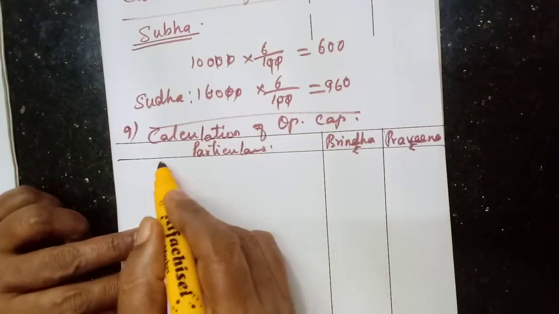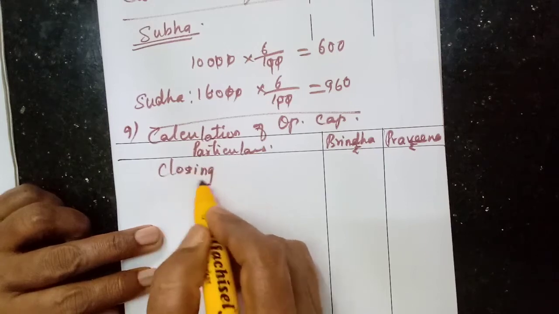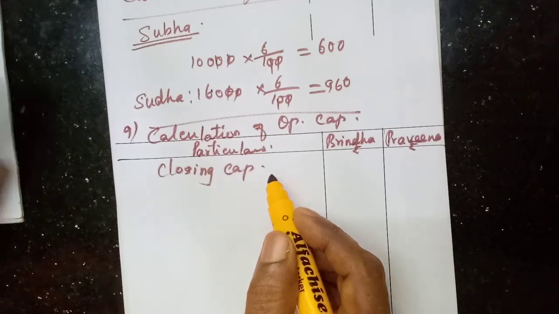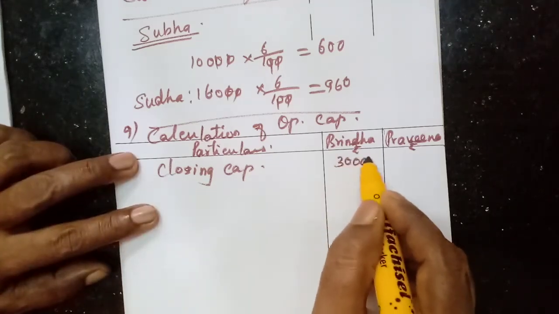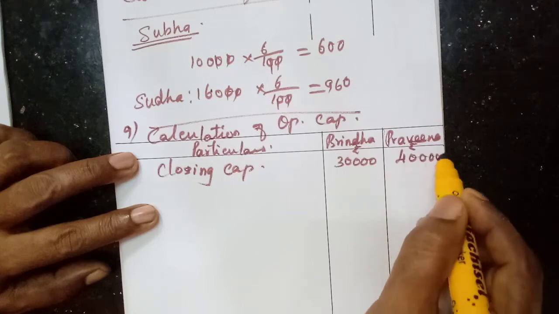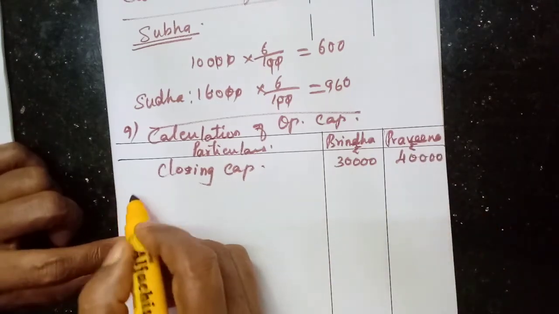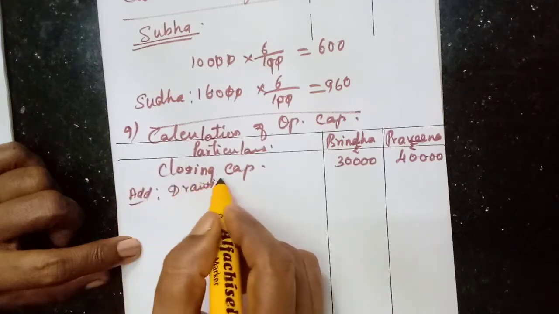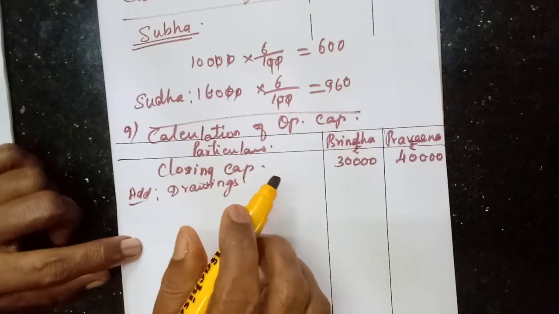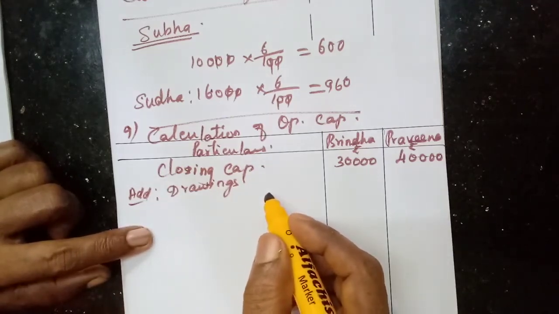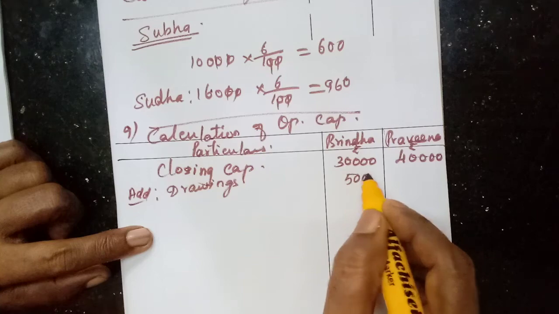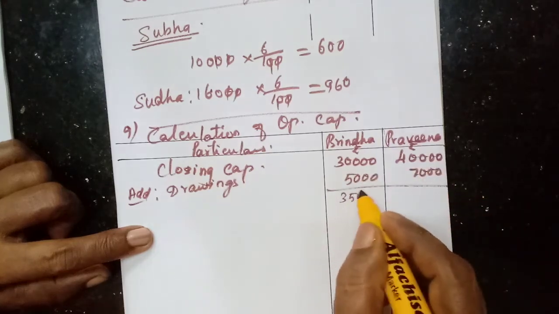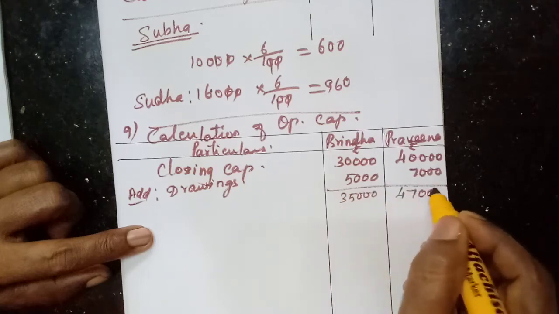Now closing capital we should write. How much is the closing capital? 30,000, 40,000. Okay, add drawings. Add drawings. Drawings, how much is given? 5,000, 7,000. Add: 35,000, 47,000. Okay.